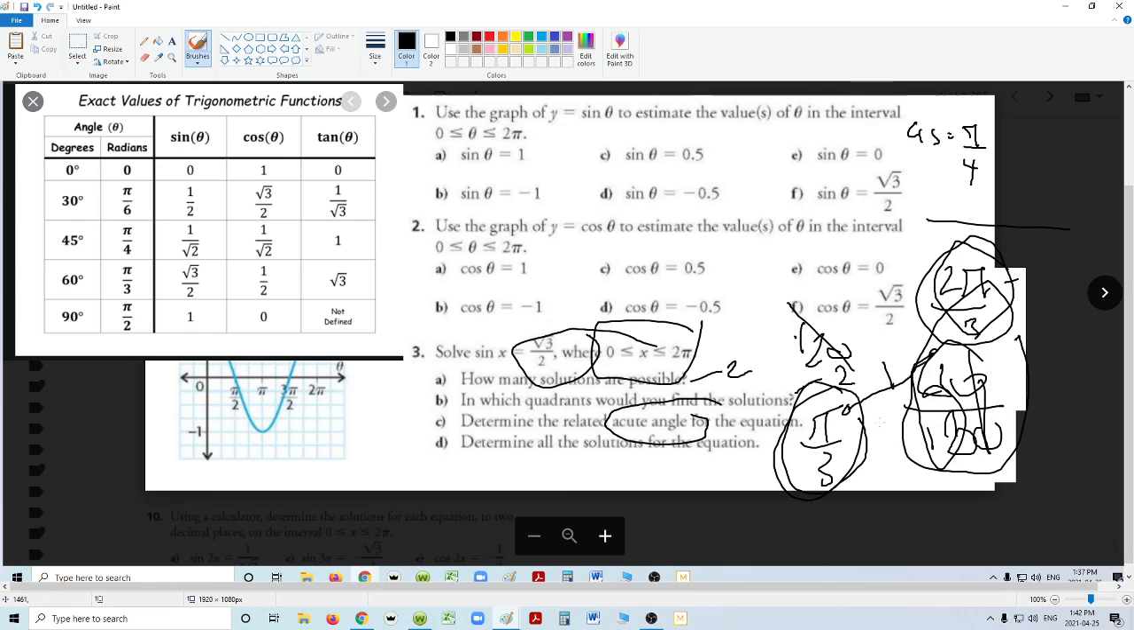And what's the related acute angle? It's 60 degrees or pi over 3. Two possible solutions. So there you go. That's easier than it looks, I think.